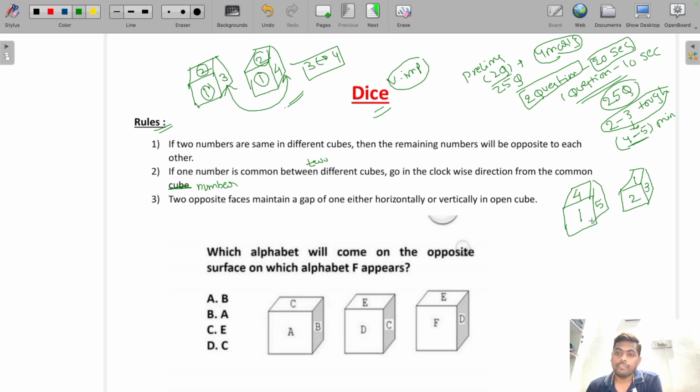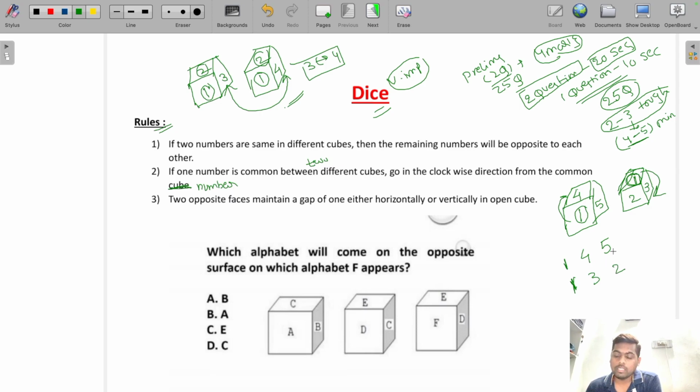If you see these two dice, 1 is common between these two cubes. Only one number is common. In that case, what you need to do is write down 1 here, and then go in the clockwise direction. If you go clockwise, you will get 4 and 5, so write down 4 and 5 here. In the same way, do it for the second cube. For the second cube, 1 is here, write down 1. If you go clockwise, you get 3 first and 2 next.